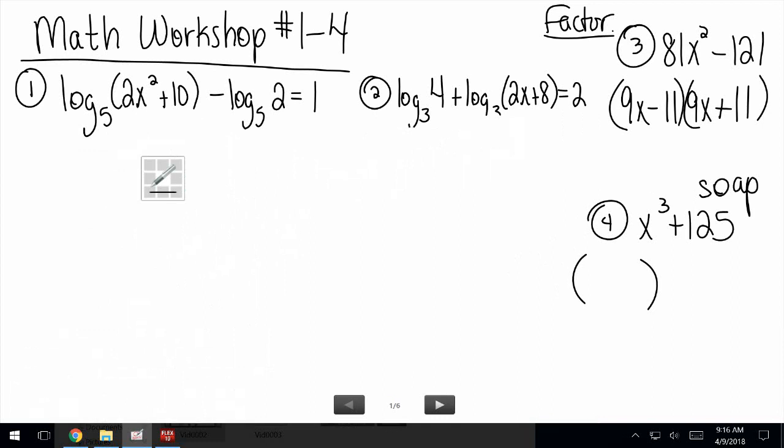All right, everything stems off this first parentheses. What's the cube root of x cubed? Just what? X. What's the cube root of 125? What times what times what? 5. There you go. And that first sign is the same sign. How are we doing so far? Are we okay? All right.